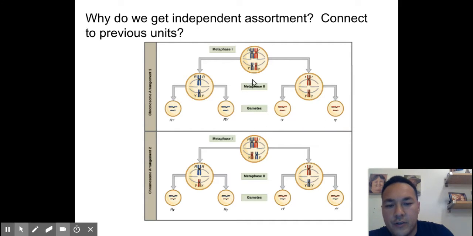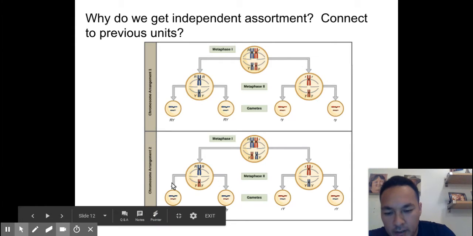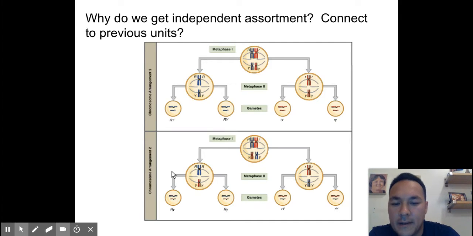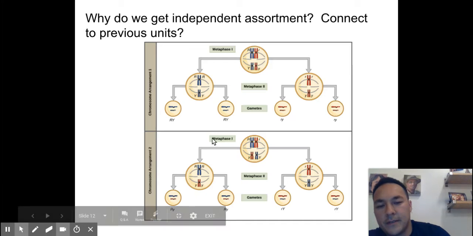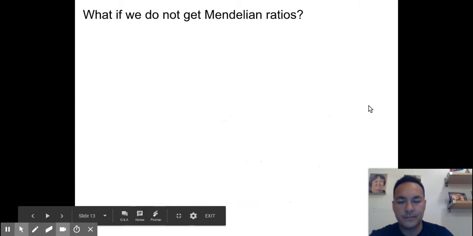But here, due to independent assortment of the homologous pairs of chromosomes, if we switch this one down here, we switch the big Y and the little y. It's a little hard to see, excuse me. Look at the different gametes it can ultimately give you. It gave you little r, big Y, little r, big Y. And over here, it gave you a big R and a little y. So that's how we got all the different ones. It really connects back to meiosis.